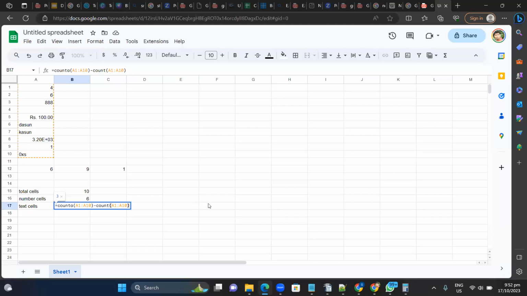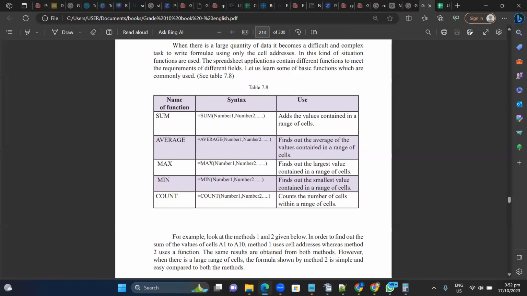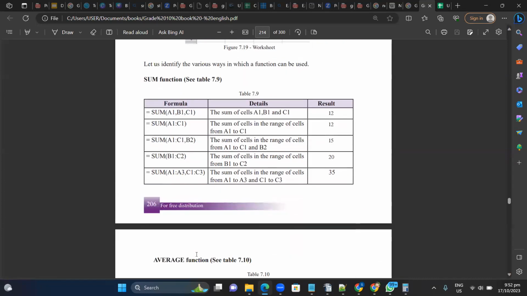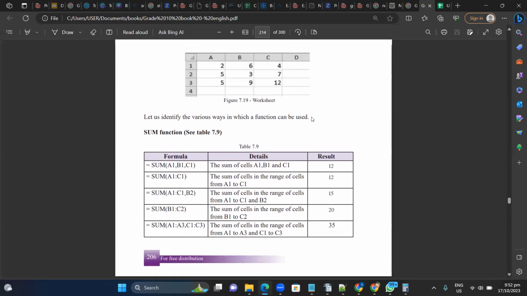I hope that you remember this part. Now let's go to finish the text node. SUM will give the sum, now that we know these functions. Equal SUM(A1, B1, C1) will add the values in A1, B1 and C1. If you put a comma, individual values will be added. If you give the range A1 to C1, then A1, B1, C1 will be added here.